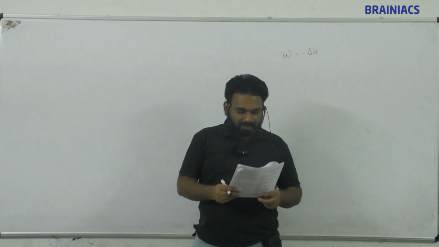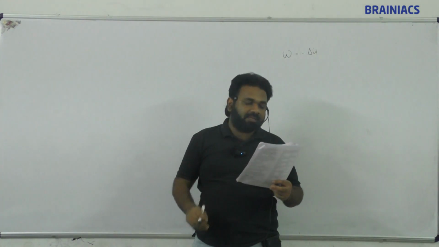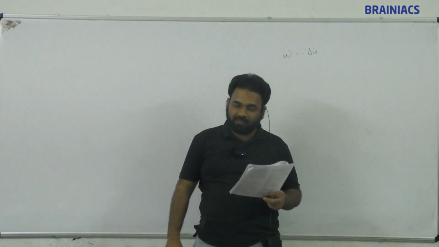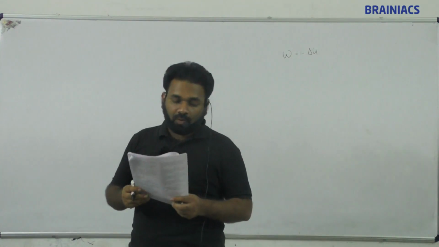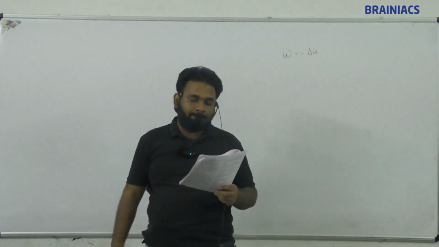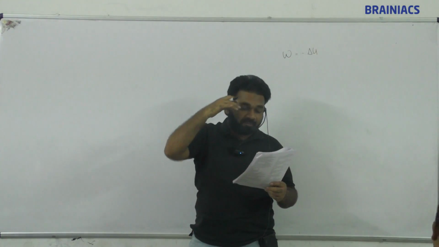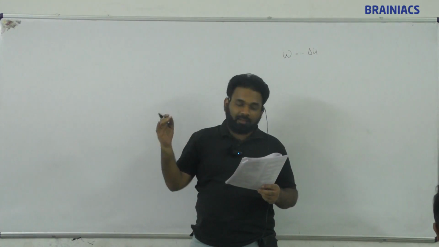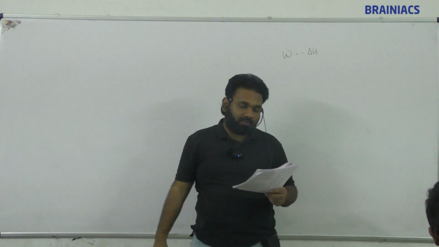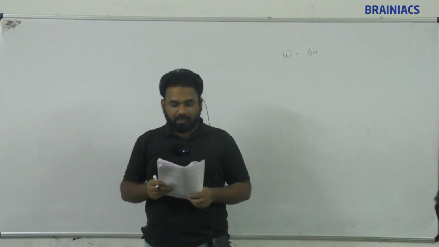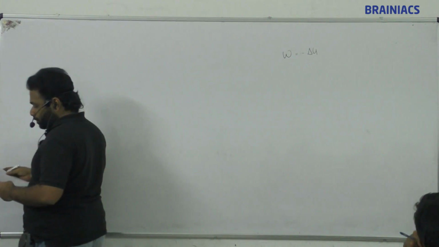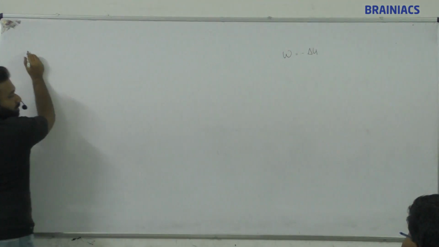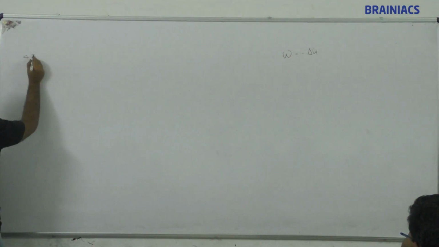Okay, next question. If g is the acceleration due to gravity on Earth's surface, the gain in potential energy of an object of mass m raised from the surface of Earth to a height equal to the radius of Earth. Okay, that is the question. Which question number is it? 43.